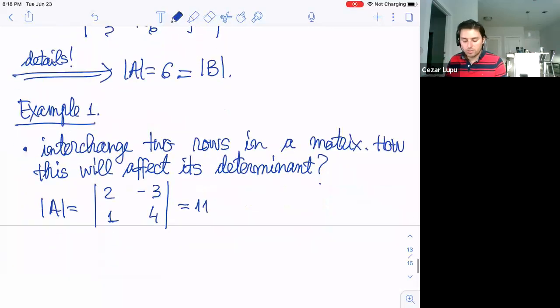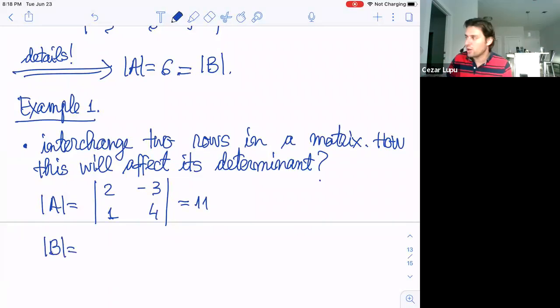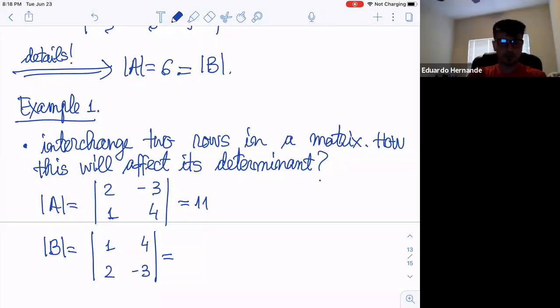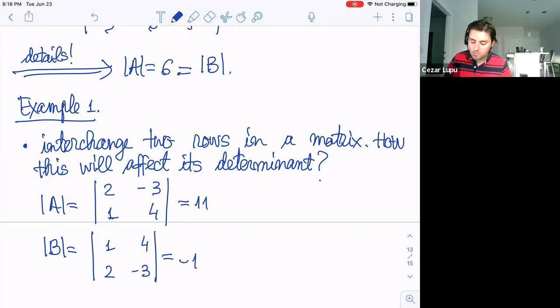And now what I'm going to do, let me consider the matrix B. I'm interchanging 2 rows, right? So I'm interchanging row 1 with row 2. So I'm going to do it like this: 1 and 4, and 2 and -3. What do you think is going to happen? What is the value of this? Well, yes, I mean, here is -11. So if I'm interchanging 2 rows, maybe the value of the determinant will be a negative.